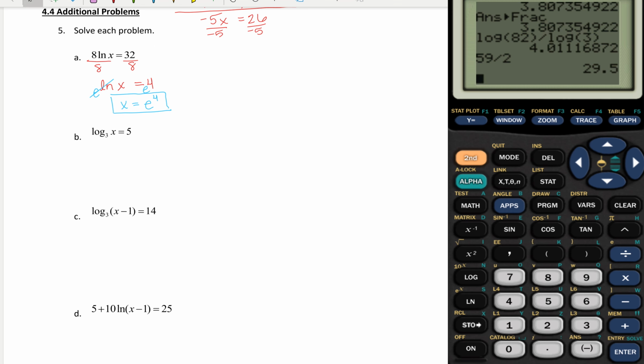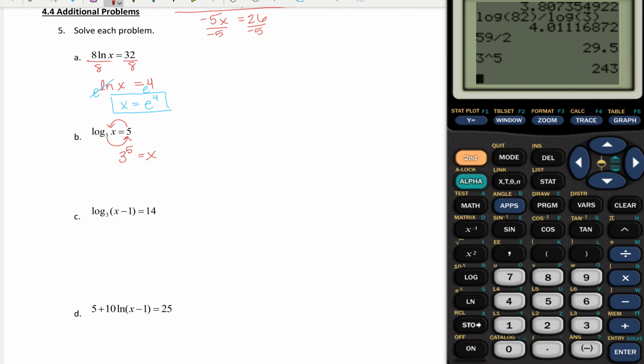All right, for B, we have log base 3 of x equals 5. In this case, nothing needs to move. I'm going to rework this logarithm so that it becomes an exponential. Remember, there's nothing in the front here that needs to be moved. So now I can just go about solving the logarithm. I get 3 raised to the power of 5 equals x. Well, if I don't know it, 3 raised to the power of 5 equals 243.